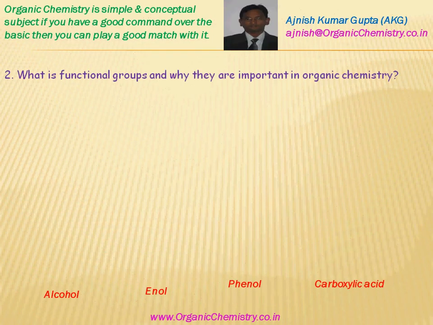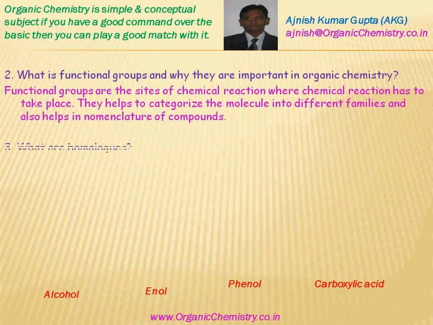Second question, what is a functional group and why are they important in organic chemistry? Functional groups are the sites of chemical reaction where chemical reaction has to take place. They help to categorize the molecule into different families and also help in nomenclature of compounds. If a molecule has a COOH group, it is called carboxylic acid, and the nomenclature of that carboxylic acid has oic acid.